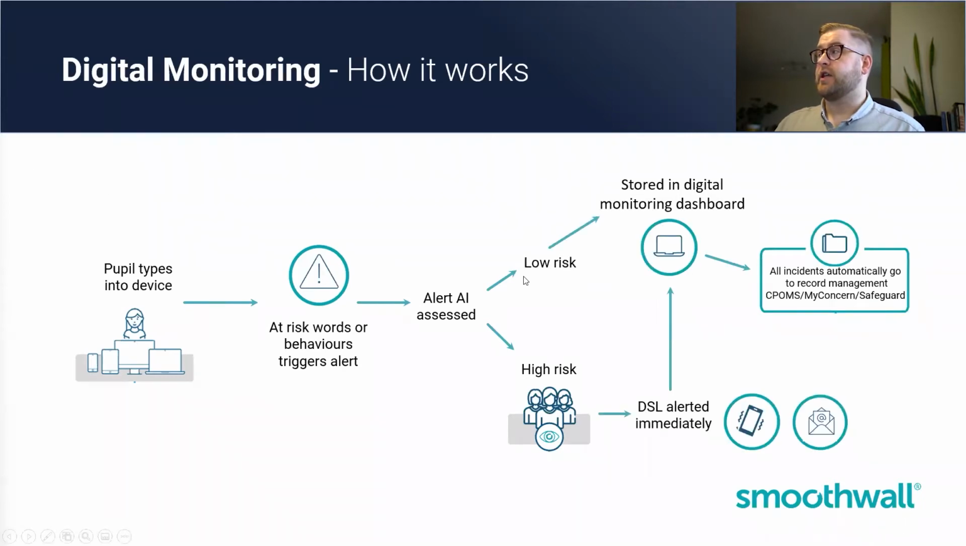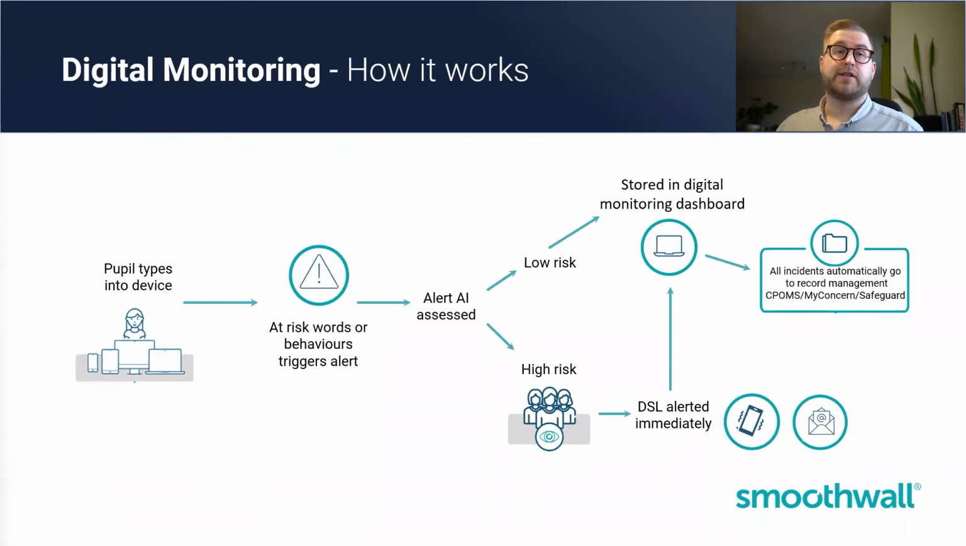So you can see the bottom path. If there is a high risk that moderation team decide is of crucial importance, then the DSL is alerted. And that might be via phone call for very imminent, urgent risks. So a threat to life, imminent risk of harm. We will phone the DSLs at the school. For slightly less important, but still important risks, they will go through via email to the DSLs at the school.